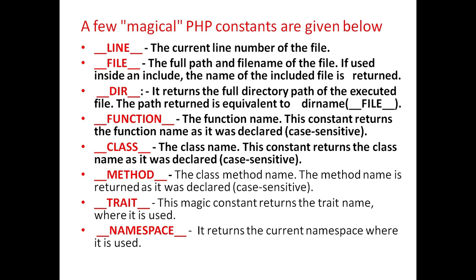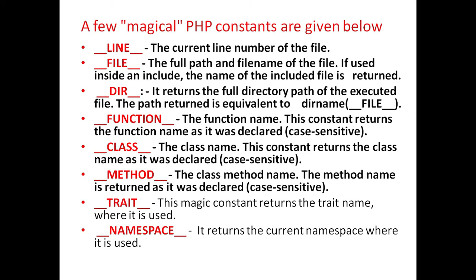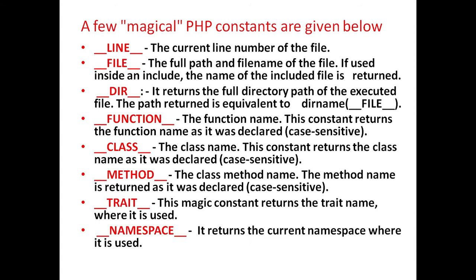The __CLASS__ constant defines the class name. This constant returns the class name as it was declared. The __METHOD__ constant defines the class method name. The method name is returned as it was declared. __TRAIT__ returns the trait name where it is used. And __NAMESPACE__ returns the current namespace where it is used.